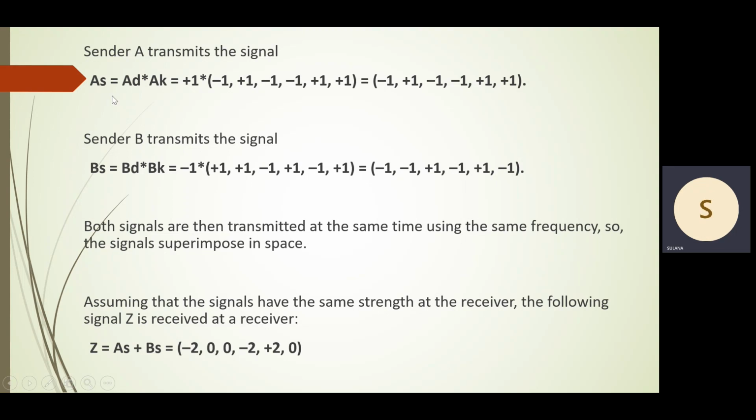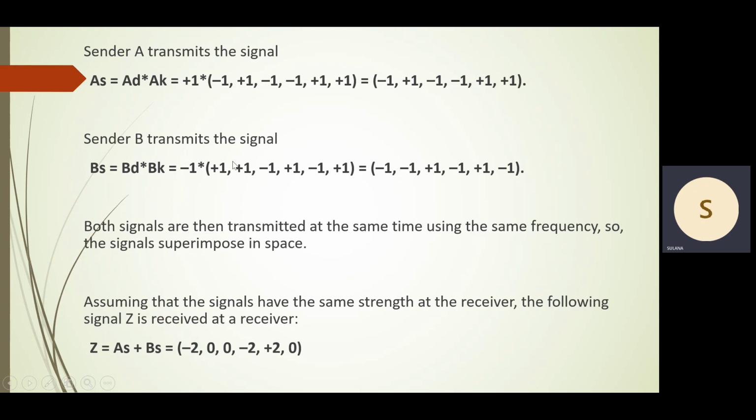Now, both these signals, as I said, in CDMA can be transmitted at the same time using the same frequency. This is possible because of these keys, these orthogonal codes. At the receiver, if we assume that both the signals are received with the same strength, the following signal Z gets received at the receiver. So Z is AS plus BS, the signal sent by A added to the signal sent by B.